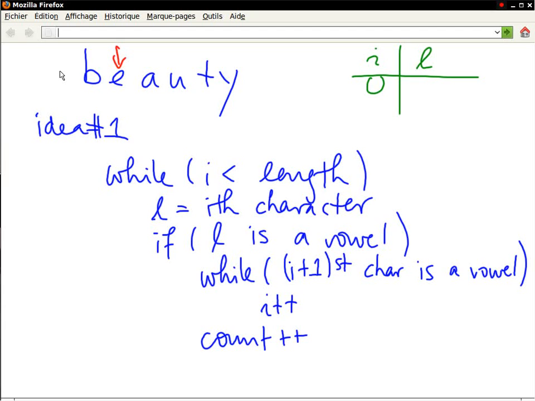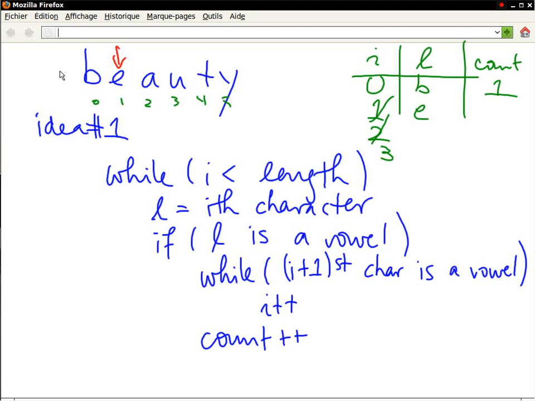So I is 0, my letter is B, is not a vowel. I is 1, my letter is E, so I'm now here. It is a vowel. Is the second character a vowel? Let me make little numbers here. Is the second character a vowel? So I increment. Is the third character a vowel? Yeah. Is the fourth character a vowel? No. Okay. So now I do count plus plus, so I forgot my count.